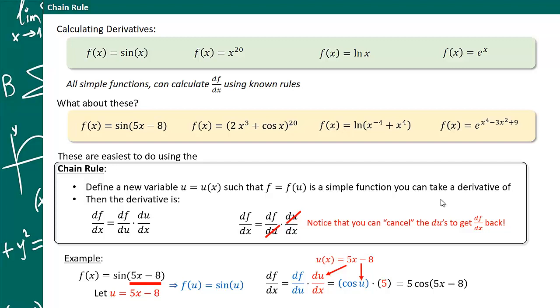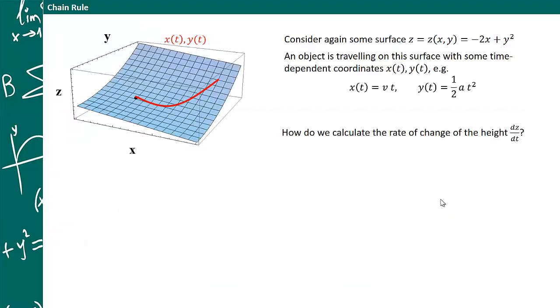Now let's combine all of this together to think about the chain rule involving partial derivatives. So let me consider, again, some surface, z, which is a function of x and y. And now let me just give it explicitly so that we have something very explicit to work with: minus 2x plus y squared, for instance.